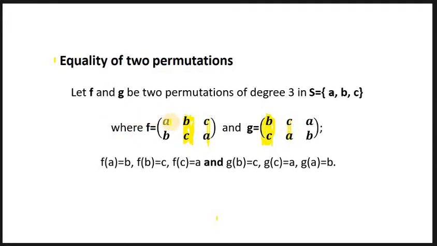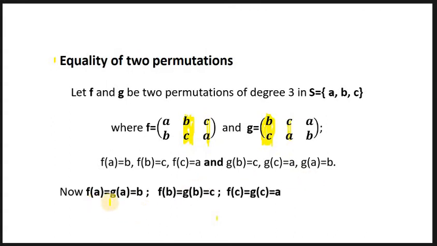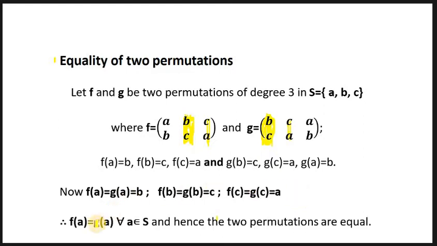Now you just observe, f of a is equal to b, g of a is equal to b, f of b is equal to c, g of b is equal to c, f of c is equal to a, g of c is equal to a. See, the images are equal. So f of a is equal to g of a is equal to b, f of b is equal to g of b is equal to c, and f of c is equal to g of c is equal to a. Hence these two permutations are equal.